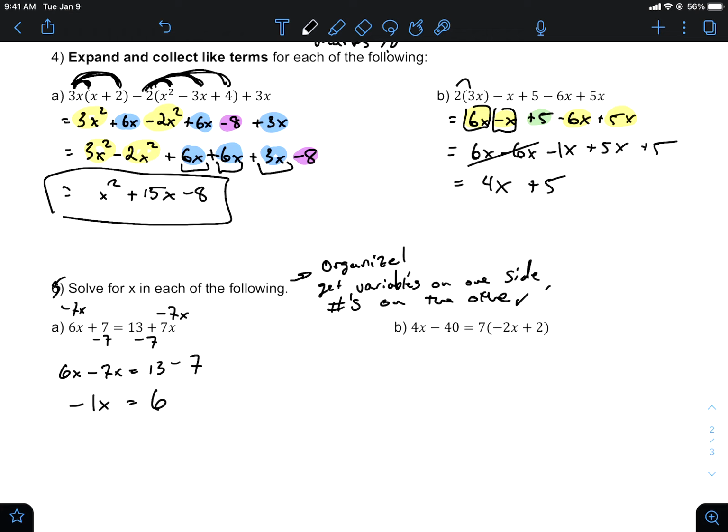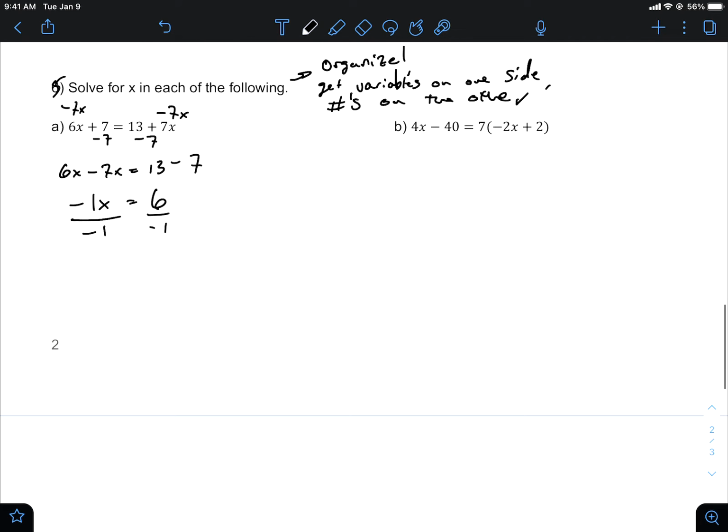Is x by itself? No, it's not, right? It's got this negative 1 on it. So to get rid of that, divide both sides by negative 1. Okay, you're going to get x is equal to 6 divided by negative 1, which is negative 6.